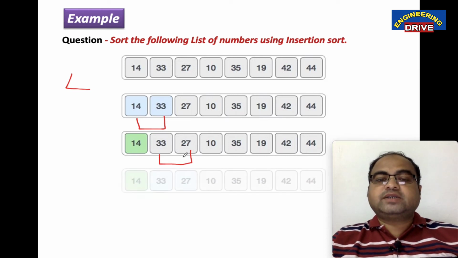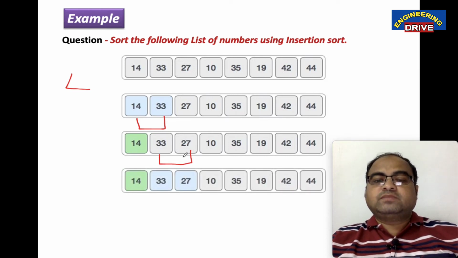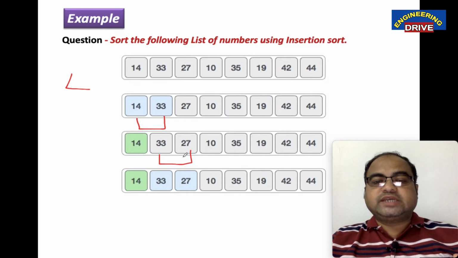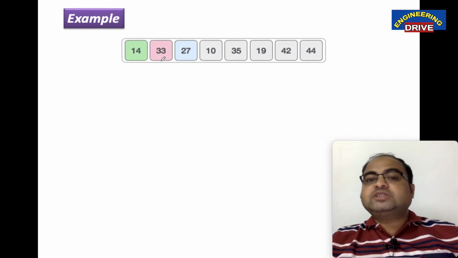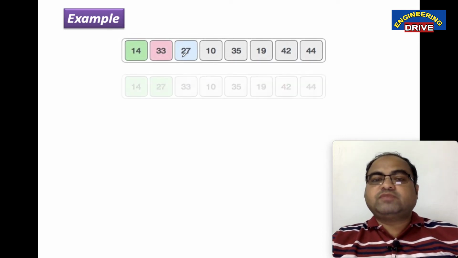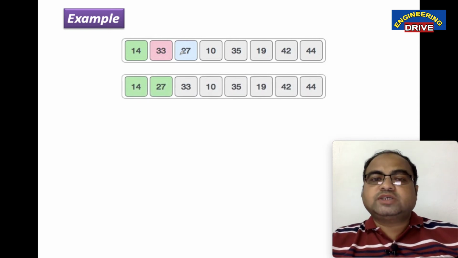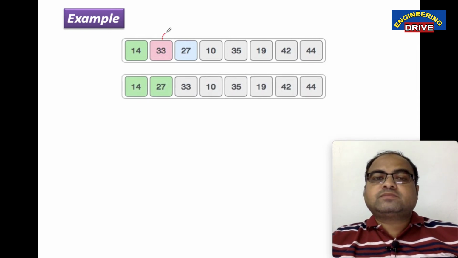So what will we get? Let us see 33 and 27, once we check them. In the next step I will show you. 33 is not less than 27. That's why what do we need to do? We need to swap their positions.